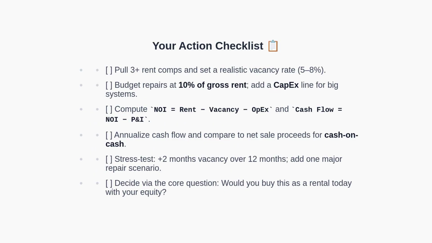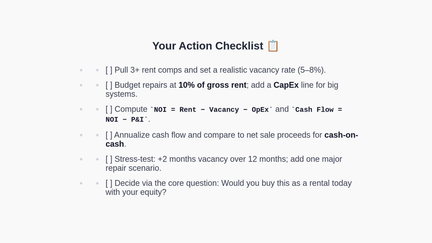Here is a practical checklist. First, pull at least 3 rent comparables and set a realistic vacancy rate between 5 and 8%. Second, budget repairs at 10% of gross rent and include a capital expenditure reserve for large systems.